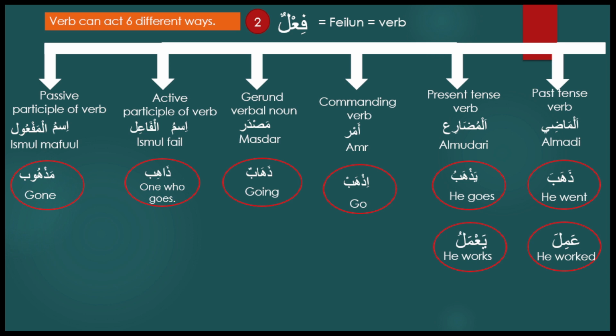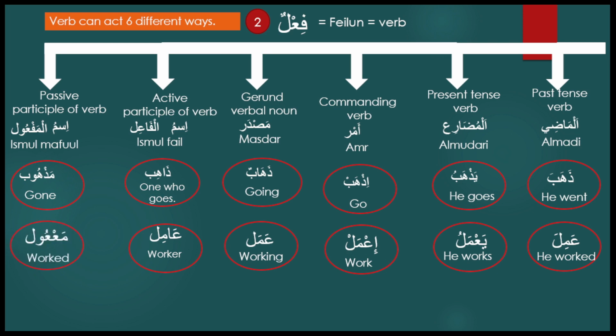And yamalu means he works, present tense verb. And in commanding verb, it will be ihmal, means work. The masdar will be amal, working. An active participle, ismul fa'il, will be amil, worker. The passive participle will be mahmul. Sorry, here there is a mistake in typing. It will be ma'mul.